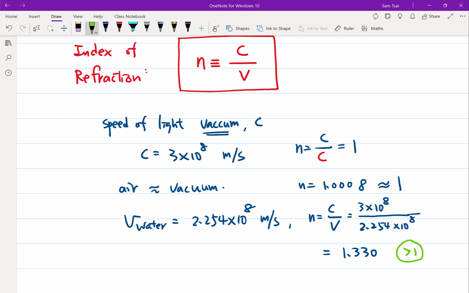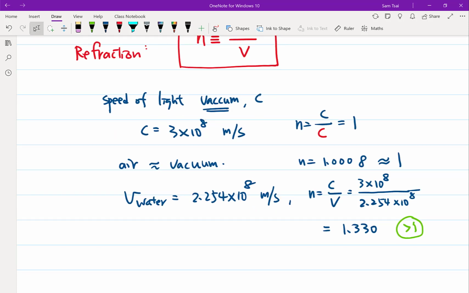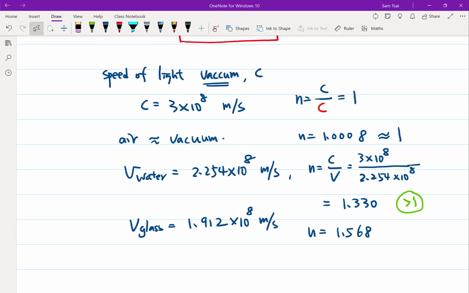The number, I think at the moment you know, is greater than 1, and that means the speed is slower. Another one we can see in common sense is glass. For glass, the speed is about 1.912 times 10 to the power of 8 meters per second, even slower. And n is how much? n is 1.568.